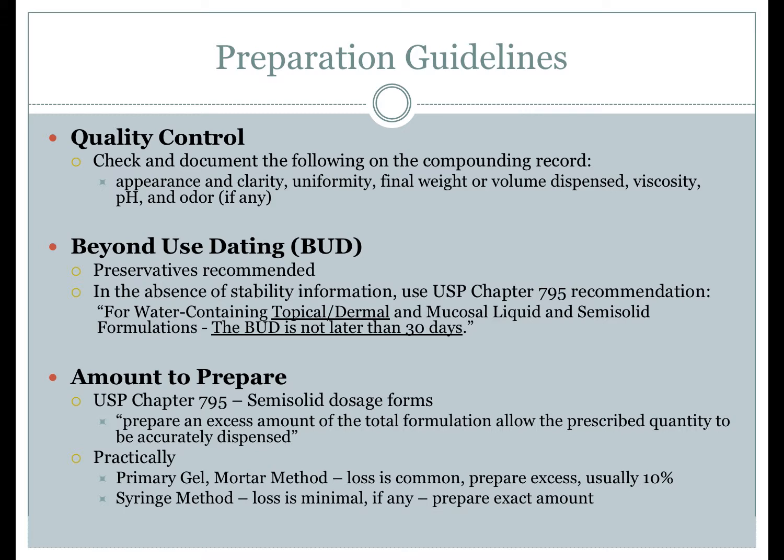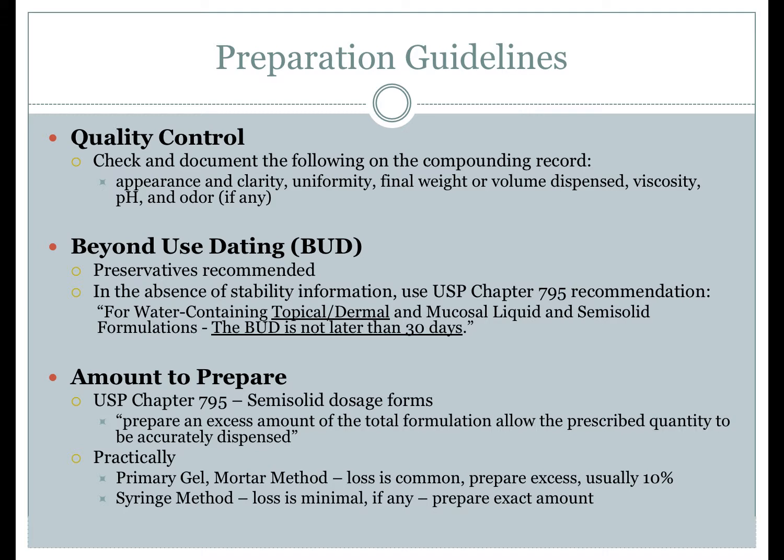Next, we will discuss preparation guidelines for compounding gels. The first guideline is quality assurance. To ensure the quality of the final product, the pharmacist should document on the compounding record the following items. First, the appearance and clarity of the product, meaning whether it is clear or cloudy or turbid in the case of a PLO gel. Its uniformity, final weight or volume dispensed, viscosity, pH, and smell or odor if any.